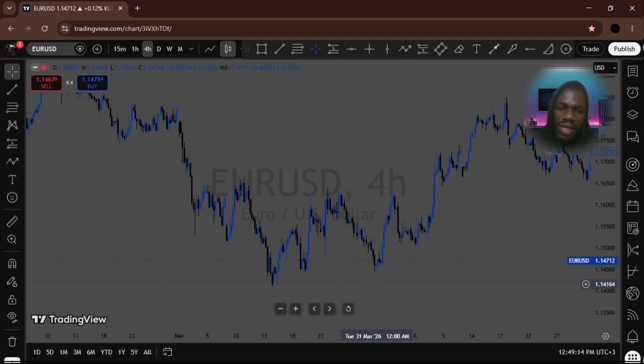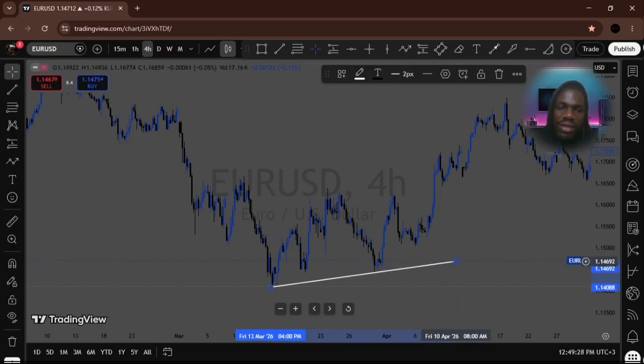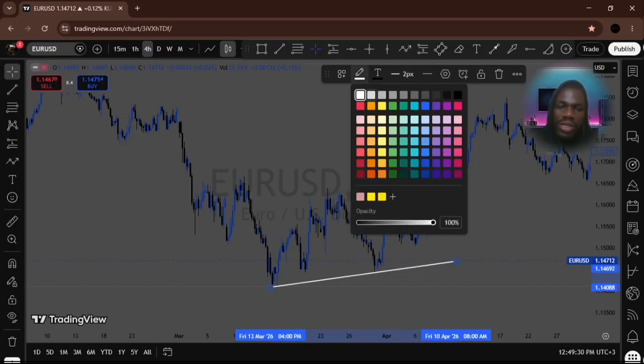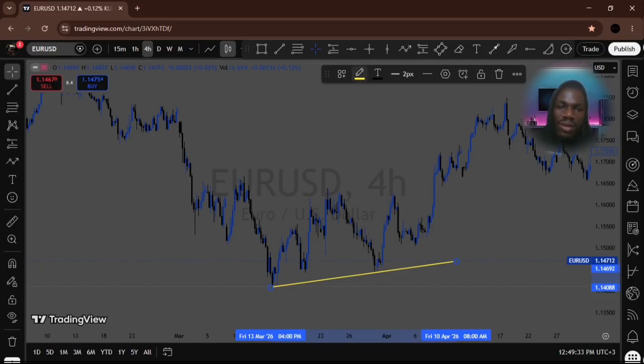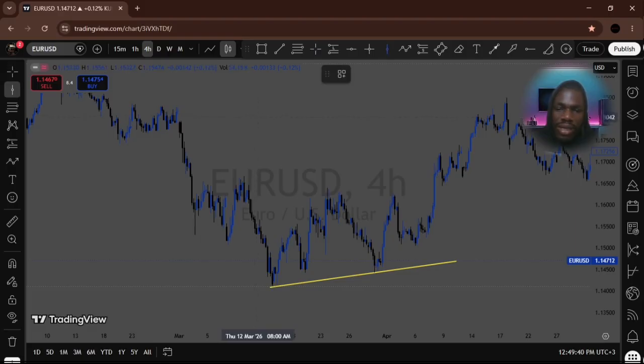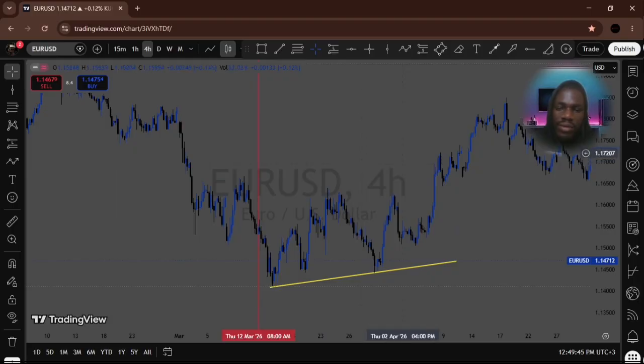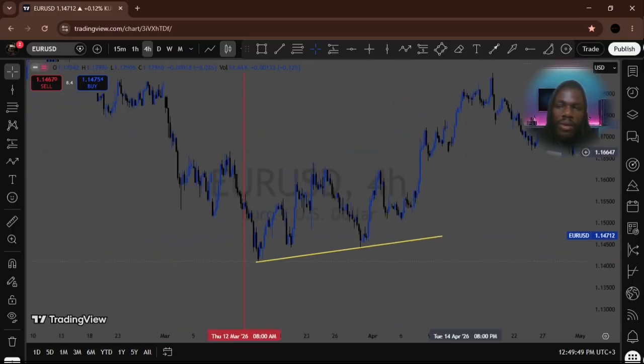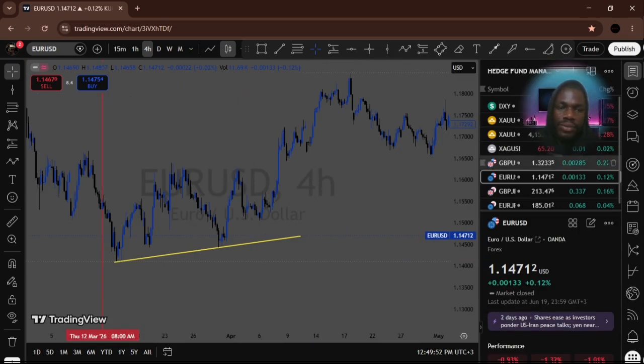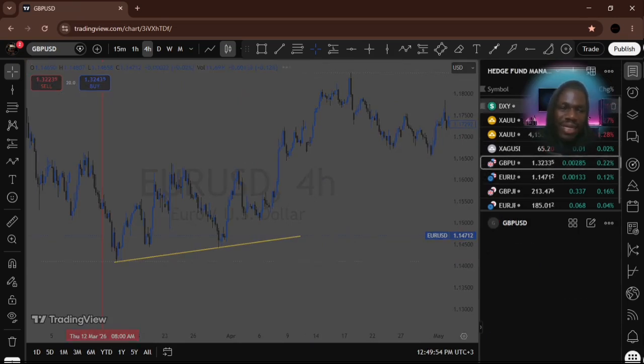What are we seeing here in April? When the month was starting, we are seeing a bullish signal. Here it appeared bullish around here. What are you thinking about this after it appeared bullish? Now let's put this mark here. This is the 12th of March. Let's have a look at GBP/USD on the same day, the 12th of March.